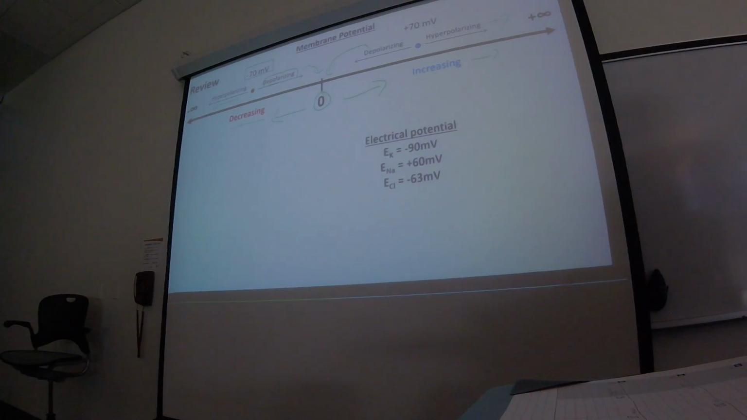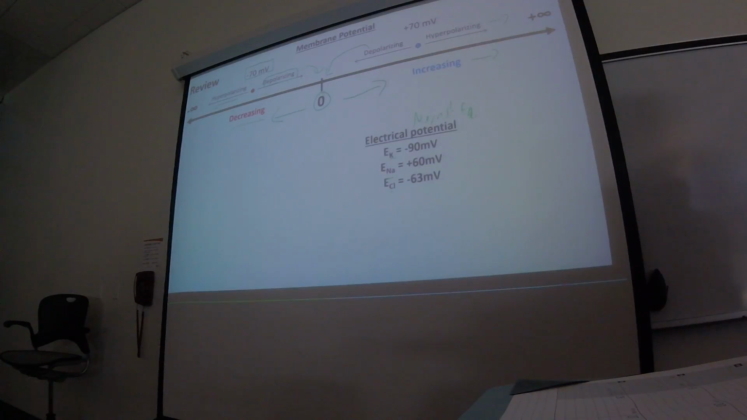So how do we get to this negative 70 millivolt resting potential? The way we get to that is looking at the electrical potentials of each of the ions in play. We have 3 ions in play: potassium, sodium, and chloride, right? And you get these potentials right here from the Nernst equation.